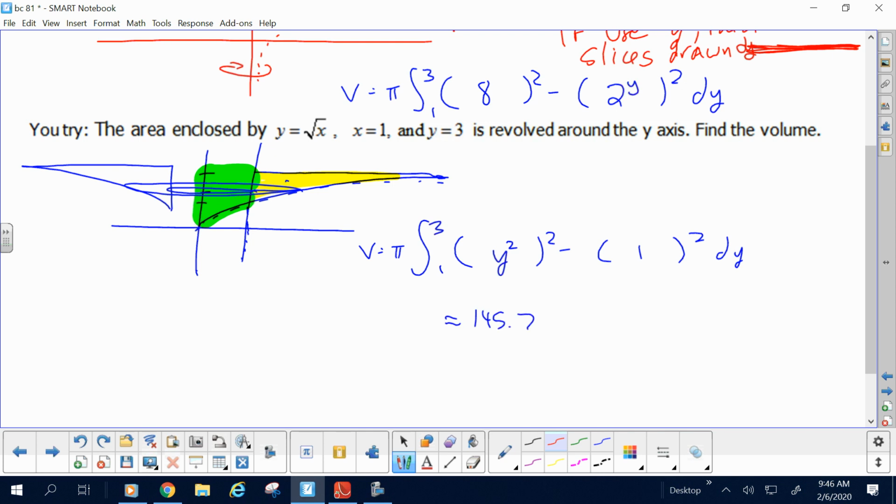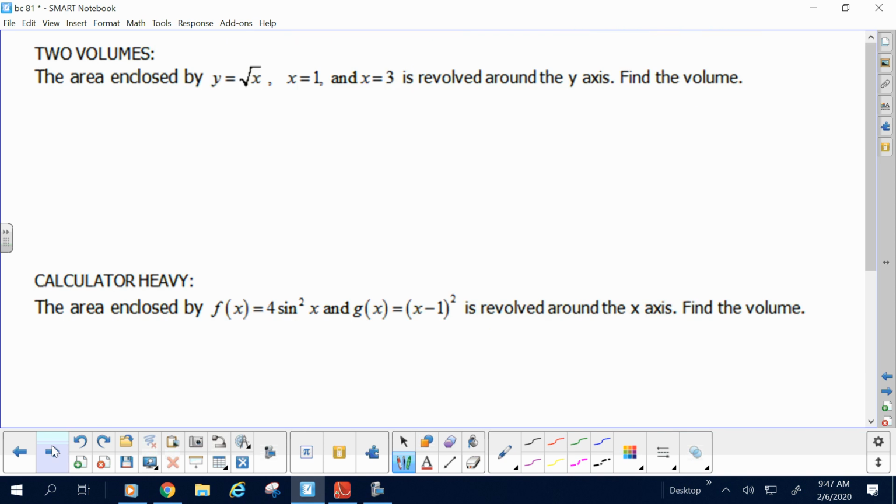145.77. How'd you do the bounds? The one's easy. So look at the lowest part of the region and the highest part of the region. Don't look left to right. Okay. All right.